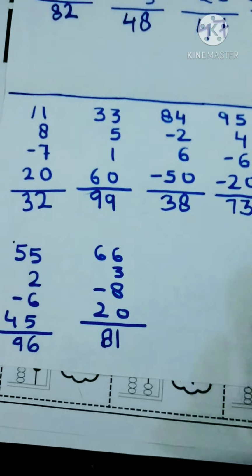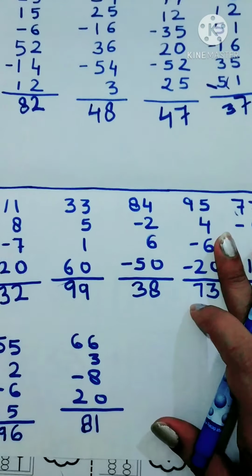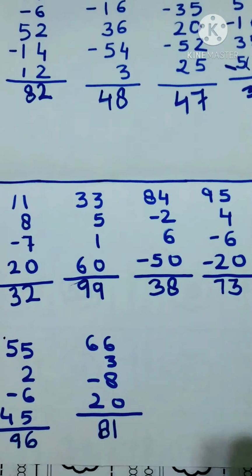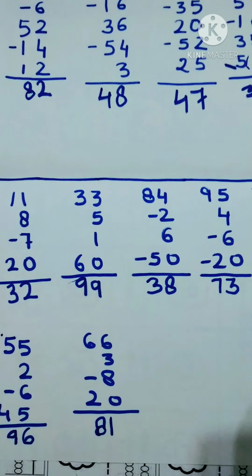So children, this is the way of doing the sum on the abacus. If you practice some direct sums daily, you can easily add sums.